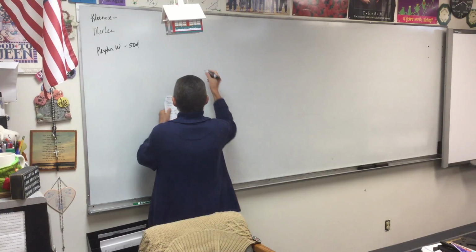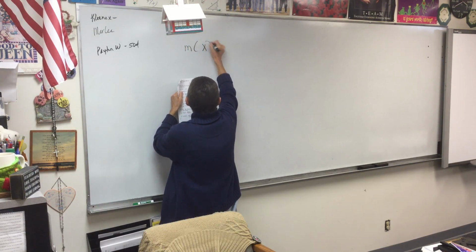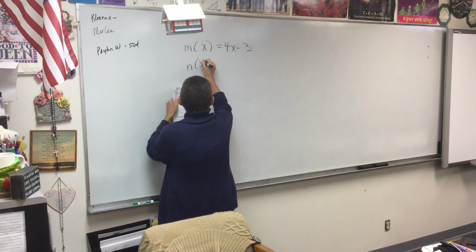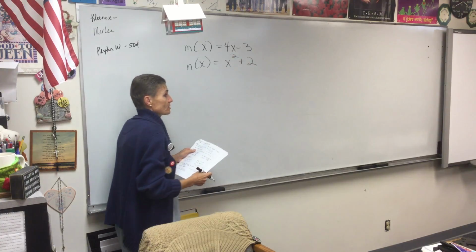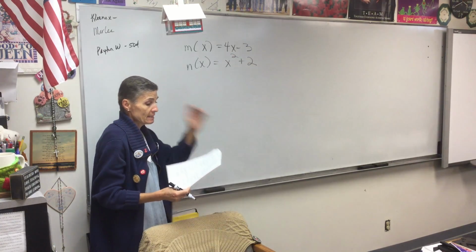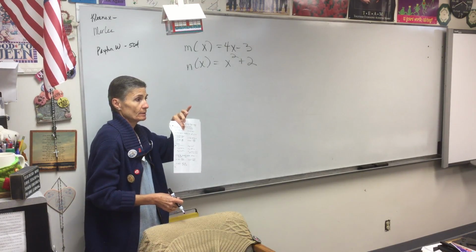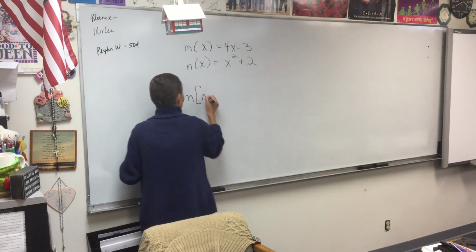Practice test 2. I'm given these functions, and then I'm asked some questions. Now remember, you're supposed to be doing this on a piece of loose leaf paper. It's going to get way too smushed and disorganized on here. All right, question number 1 says, find m of n of x.